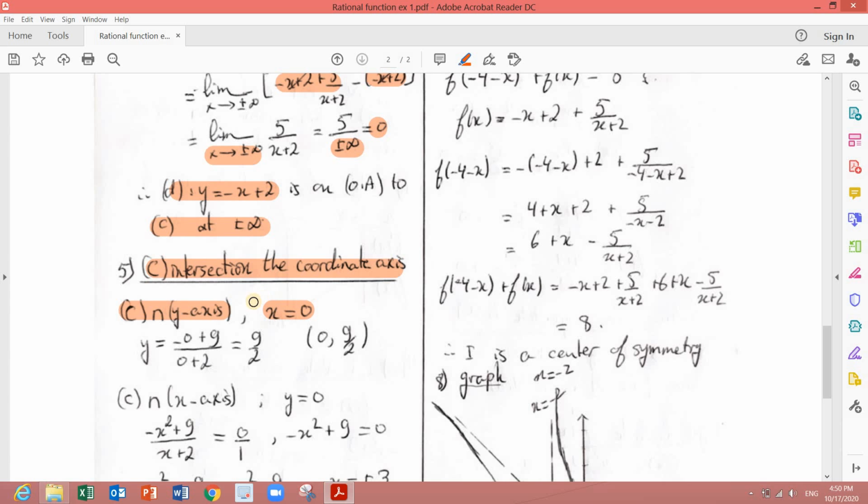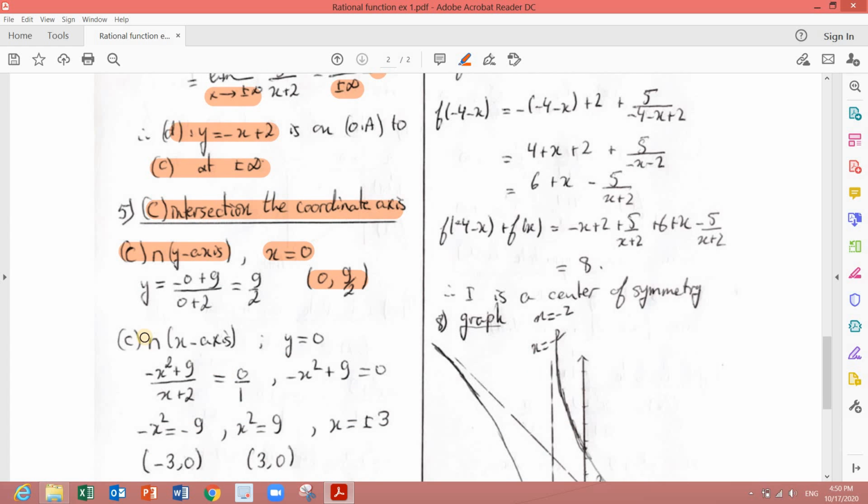C intersection y-axis: on the y-axis x is 0, I replace x by 0, we get y equal 9 over 2, and I get the point (0, 9 over 2). This is the point where C cuts the y-axis.